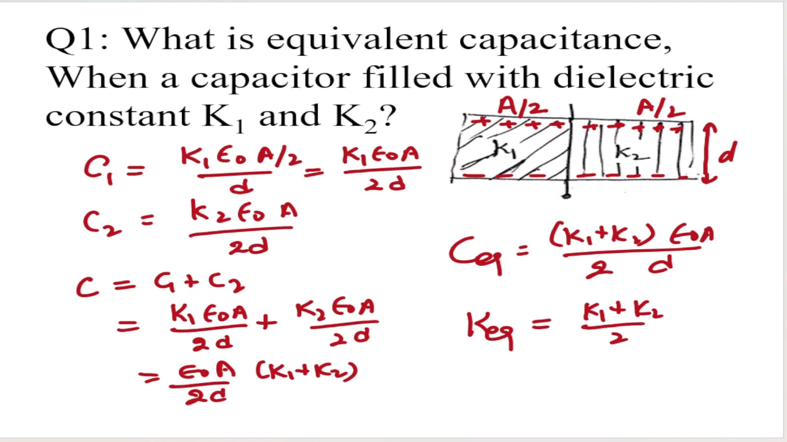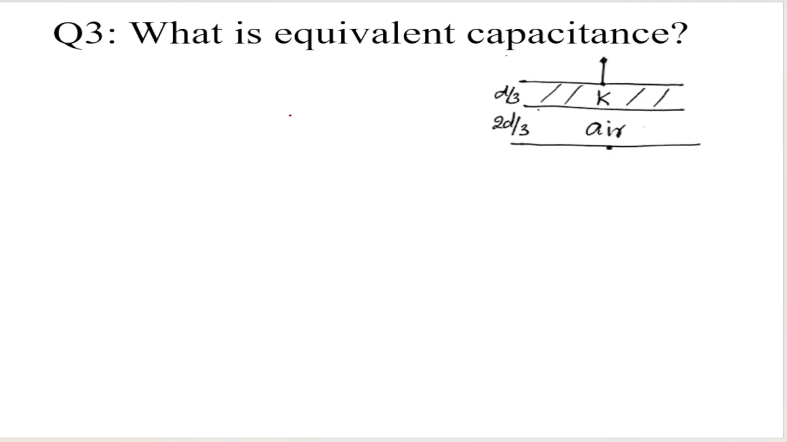Now question number third. What is the equivalent capacitance? Now in this case, in D by 3 dielectric constant K1 is filled and in 2D by 3 air is placed. So there are two methods in this case. So this is also in series because positive of one plate is on one side, negative on the other side, positive on this side, and again negative. Positive, negative, positive, negative. It means this is in series.